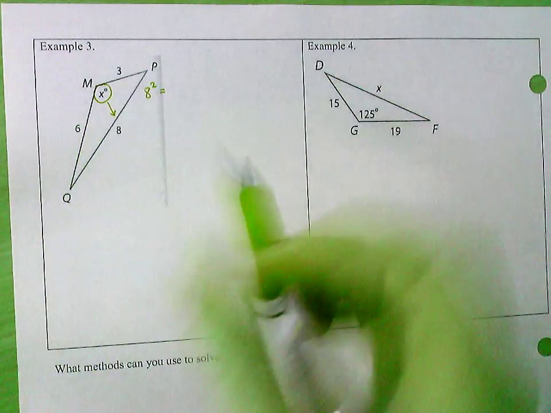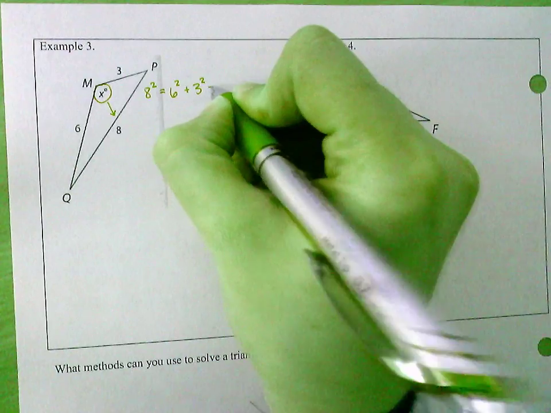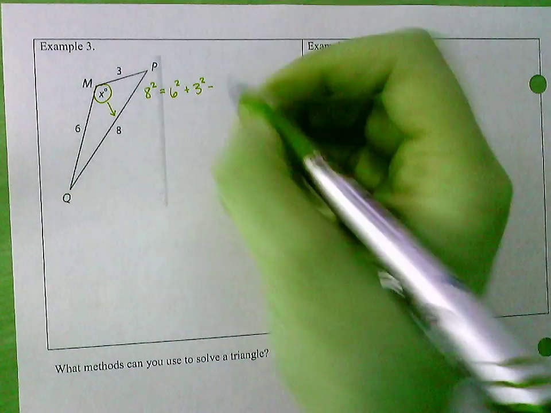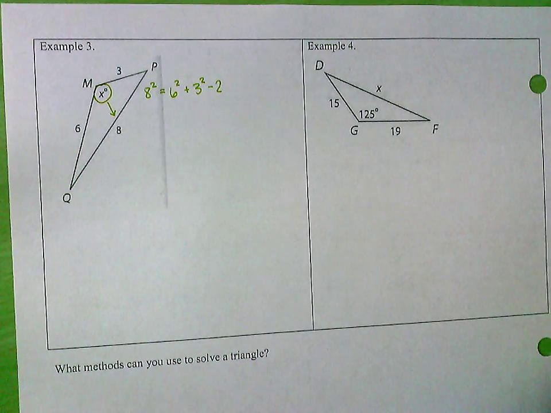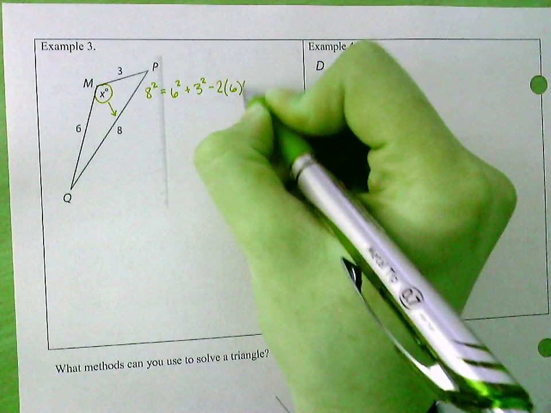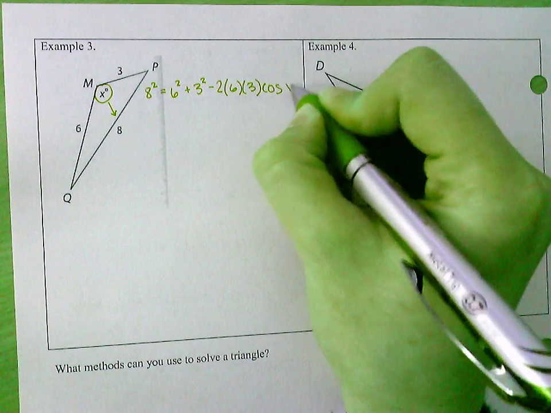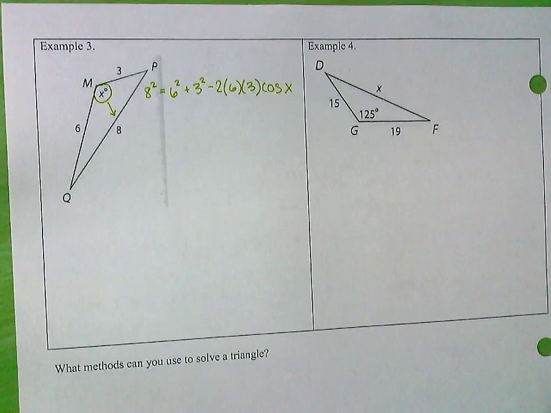So we have 6 and 3. So we'll have 6 squared plus 3 squared minus, we have this 2 times your other two sides. So again, 6 and 3. And then that's multiplied by cosine of your angle. Okay, and again, I can go through and simplify. I want you guys to do that. Okay, I set it up, go through, simplify, solve for x.